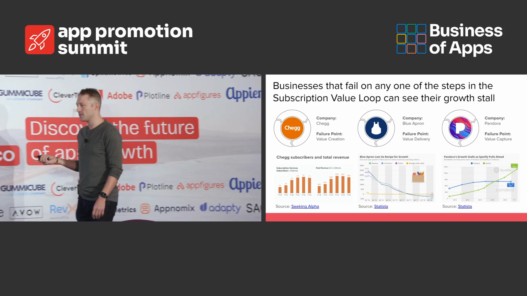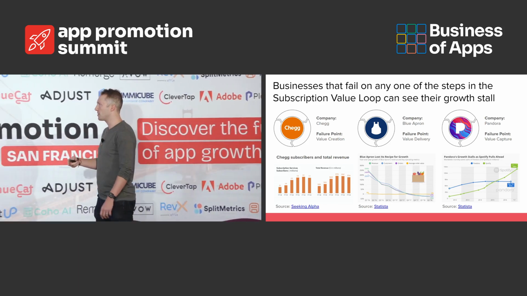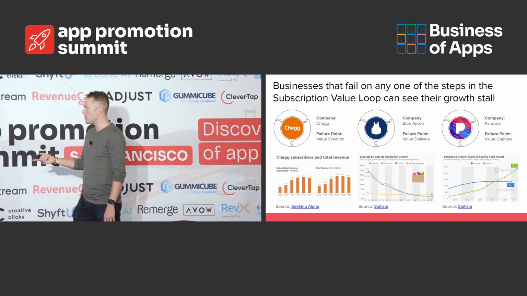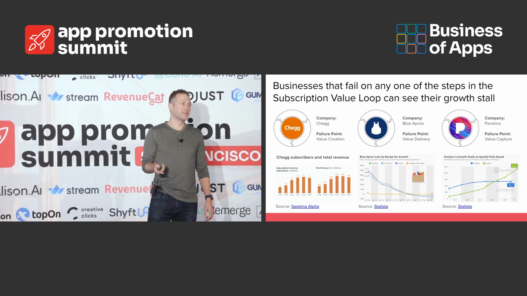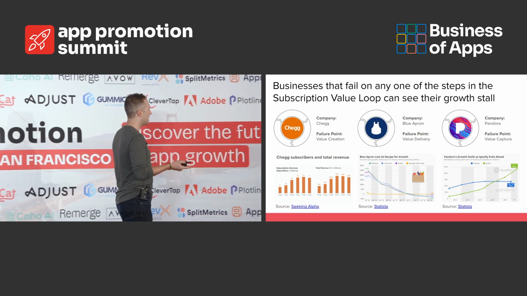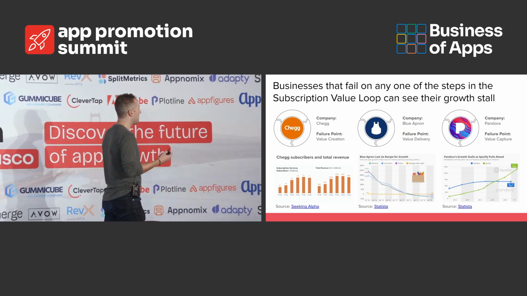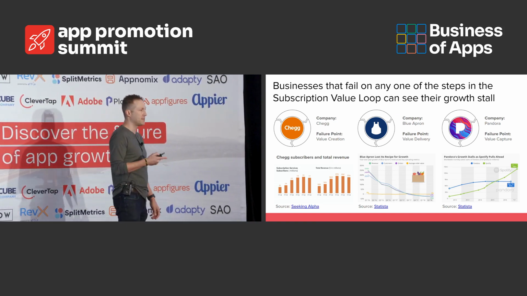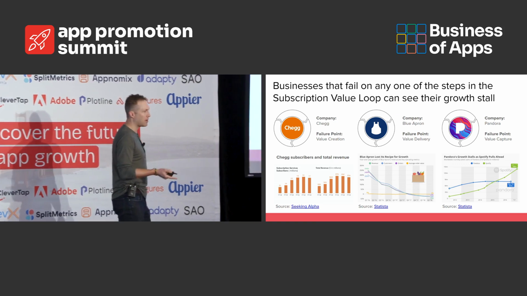I gave you 3 examples of companies that do these steps particularly well: value creation, value delivery, value capture. Well, what about companies that have failed on one or more of these dimensions? So these are 3 cautionary tales of companies that were once flying very high, but because they failed on one of the 3 steps in the subscription value loop, their growth really ground to a halt.